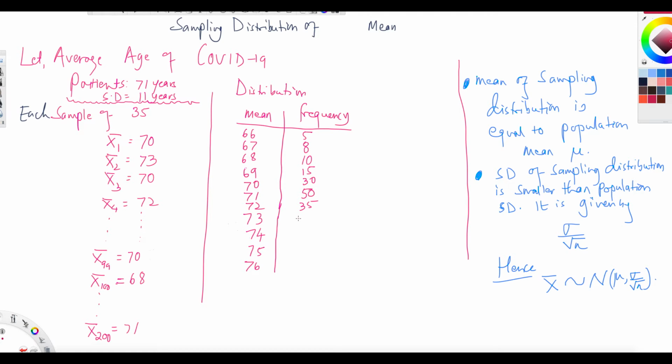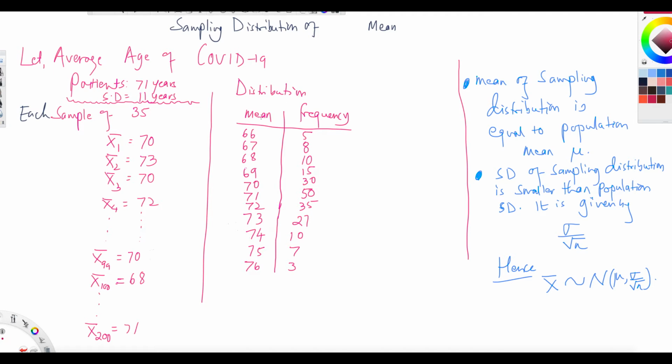There were 27 samples with average age 73. There were 10 samples with average age 74. There were 7 samples with average age 75, and 3 samples with average age 76. This is just an example. These numbers may be different in a real situation.